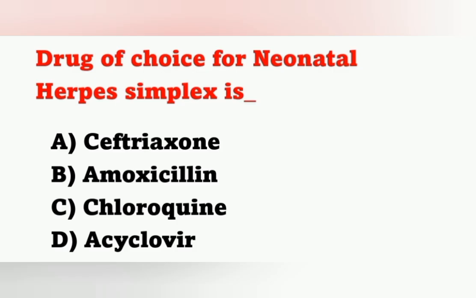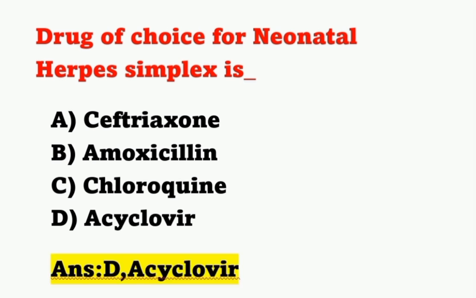The next question, drug of choice for neonatal herpes simplex is: option A, ceftriaxone; option B, amoxicillin; option C, chloroquine; option D, acyclovir. Neonatal herpes simplex is a viral infection, so we can guess it. What is the correct answer? Acyclovir, viral infection. The drug of choice is acyclovir. Neonatal herpes simplex, the drug of choice is option D.